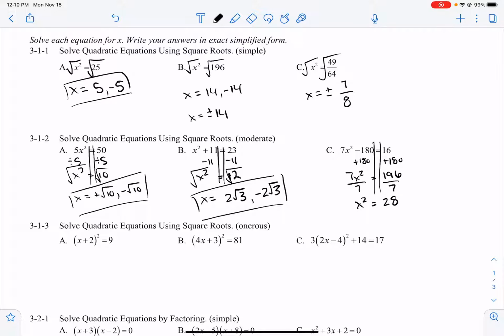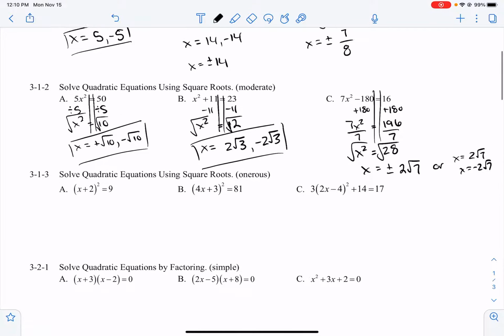So now when I take the square root of 28, put that in your calculator because you square root the left, square root the right. X equals, whoops, that's not an equals. X equals a positive and a negative. When I put this in my calculator, I'm going to get 2 root 7. Or you could say x equals 2 root 7 and x equals -2 root 7.